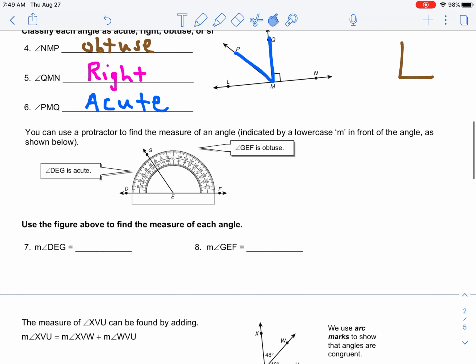So we're going to use the 90-degree angle to decide whether it's acute, right, obtuse, or straight. Now, to measure an angle, we can use what we call a protractor.